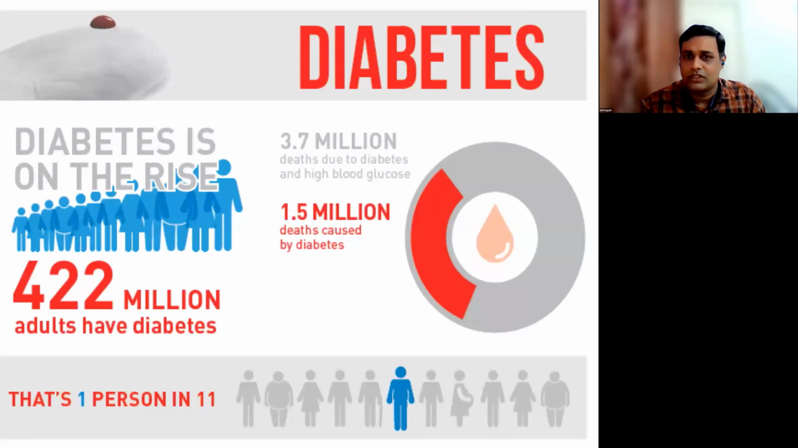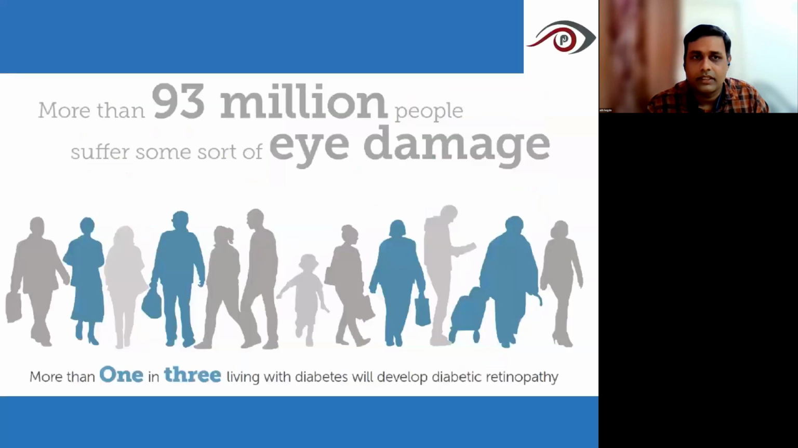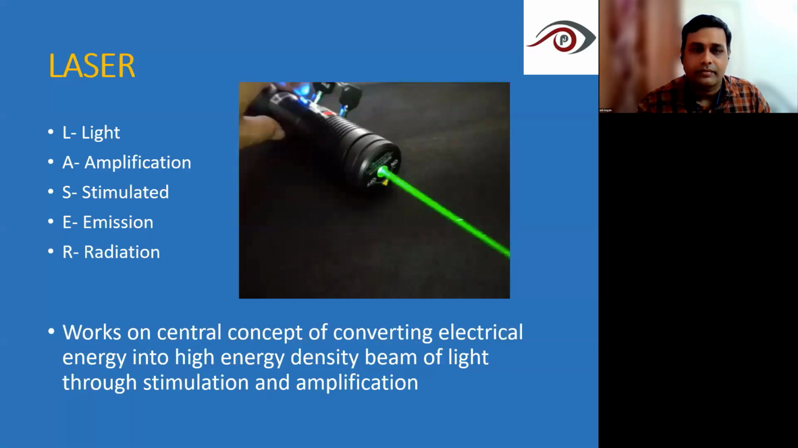So as everybody knows, diabetes all over the world is increasing. More than one person in 11 people will be having diabetes nowadays. If you consider all the diabetics in the world, it would be the third most populated country in the world. More than 93 million, that means 1 in 3 people living with diabetes will be having some type of diabetic retinopathy. It may be sight threatening, may not be, but they have diabetic retinopathy, and it's important now to look into this problem very seriously.